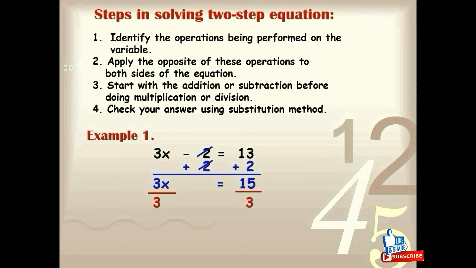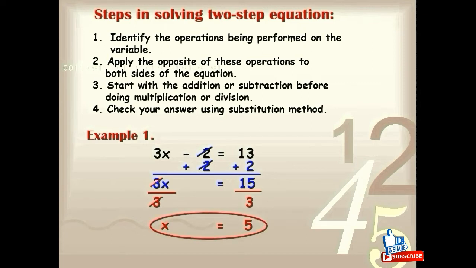Now, 3 divided by 3 is equals to 1. 1 times x is simply x. Therefore, we can simply cancel 3 over 3. So only x is left. Now, 15 divided by 3 equals 5. Therefore, the value of our variable is 5.